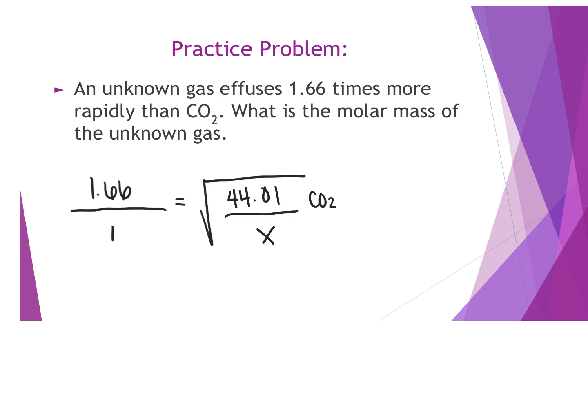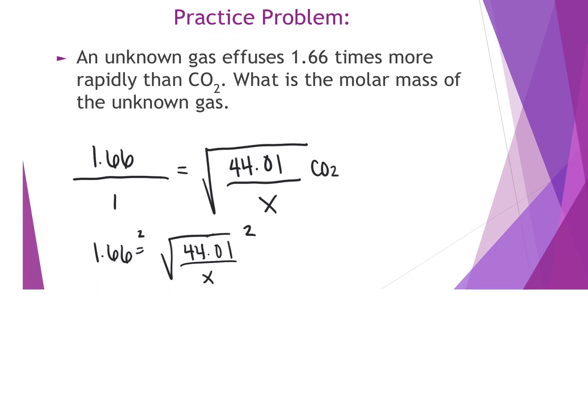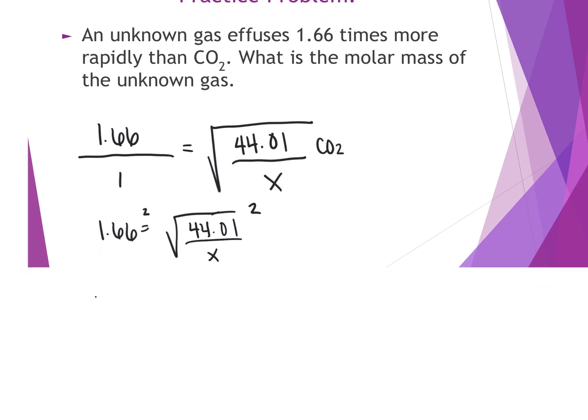Okay, so now we have to solve for x. 1.66 over 1 is just 1.66. Do y'all agree? Okay, so that equals the square root of 44.01 over x. All right, what symbol do we want to get rid of? The square root. How do we get rid of the square root? Okay, so we're going to square both sides. So what's 1.66 squared?